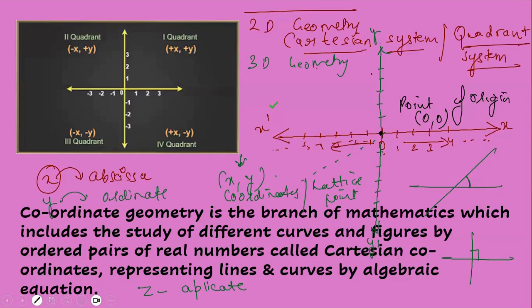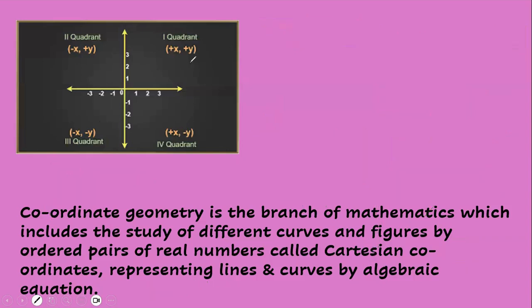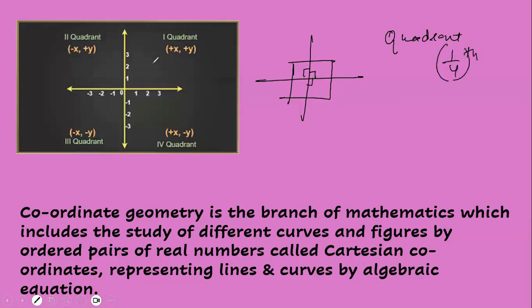Now let's have a discussion about the points. Suppose this is the quadrant system. First, let's talk about the quadrants. What is the meaning of quadrant? Quadrant means when we have a plane and we divide that plane into 4 equal parts, then every portion is called a quadrant, meaning the 1/4 part. This portion is 90 degrees, this portion is 90 degrees, this one is 90 degrees, and this one is also 90 degrees. So every portion is called a quadrant, the 1/4 part of the total.